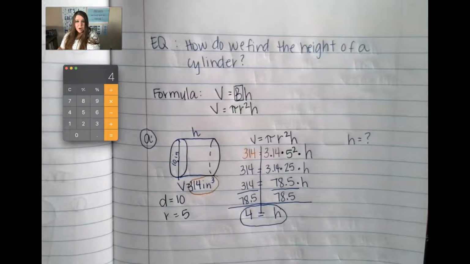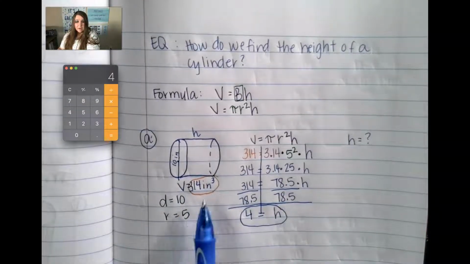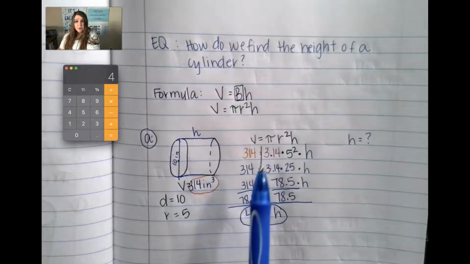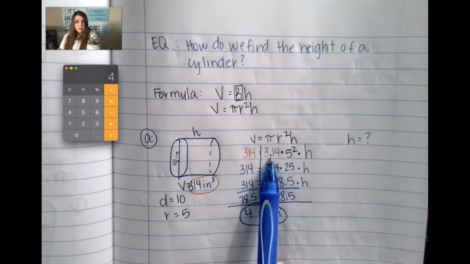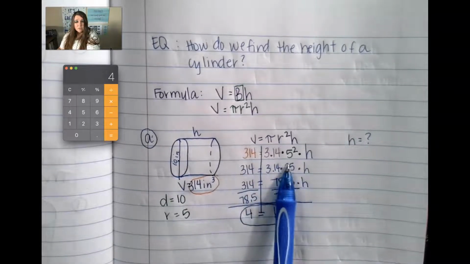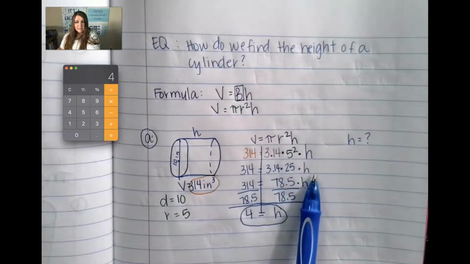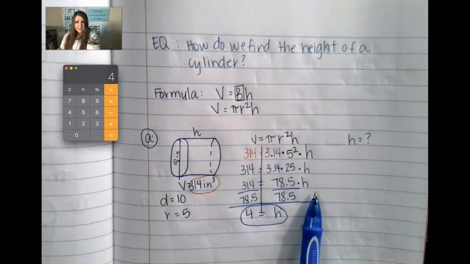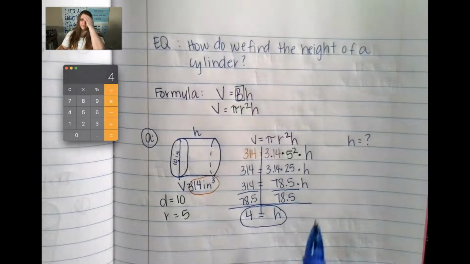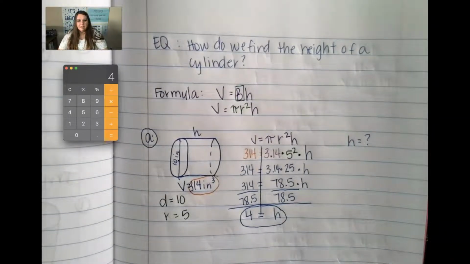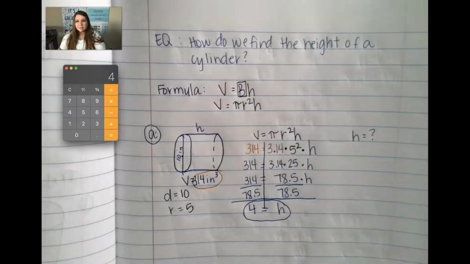Okay, so in this problem, we knew the radius, we knew the volume, and we know that pi is 3.14. So we were able to use the information that we have to isolate the variable and get h all by itself. So height equals 4. All right, let's go ahead and do another example.